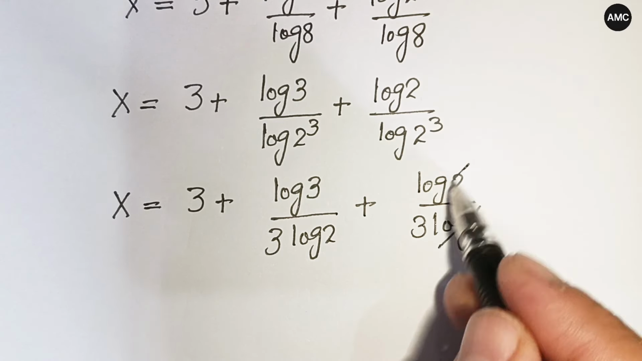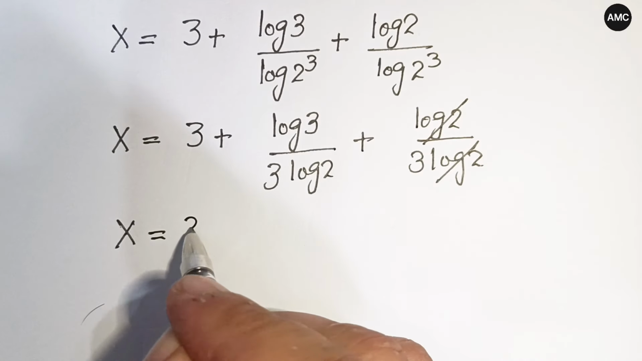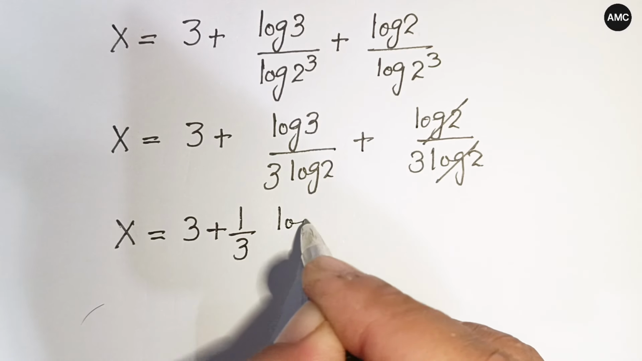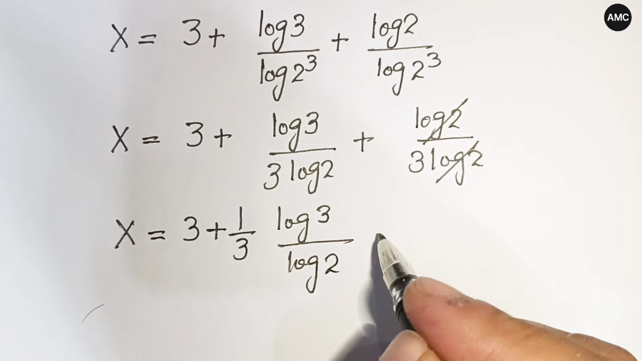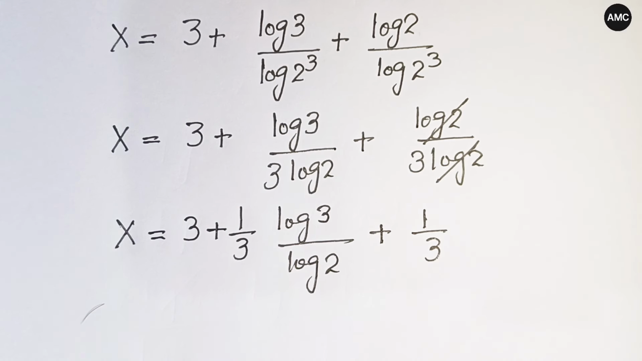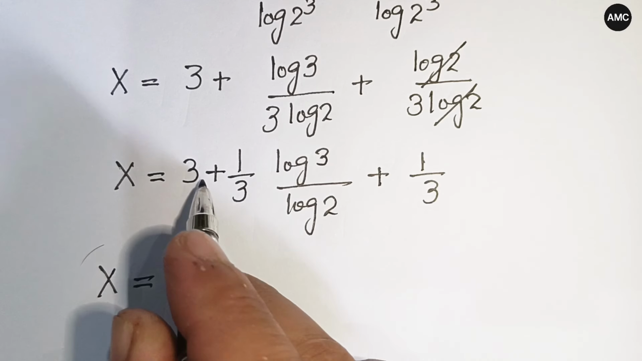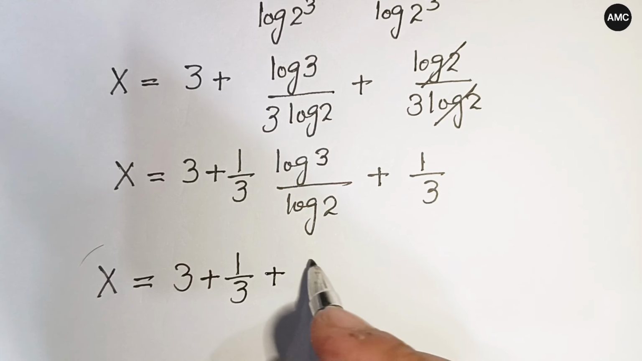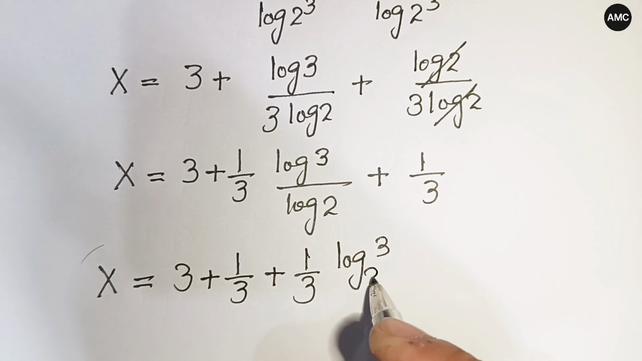So here this log 2 is cancelled out, we get x is equal to 3 plus 1 over 3 log 3 over log 2, and plus here we get 1 over 3. Now our next step will be x is equal to 3 plus 1 over 3, and here plus 1 over 3 times, it can be written as log 3 to base 2.